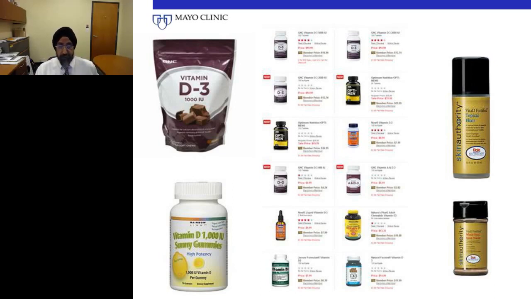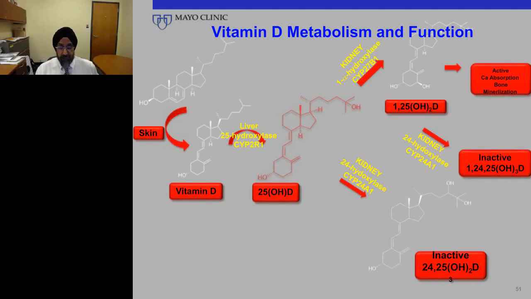In summary, vitamin D is a very complex endocrine system. Vitamin D, like any other drug, goes through various enzymatic processes. So if we go through it, vitamin D will get converted to 25-hydroxy vitamin D by the liver enzyme 25-hydroxylase, and then the 25-hydroxy vitamin D will get converted to 1,25-dihydroxy vitamin D.